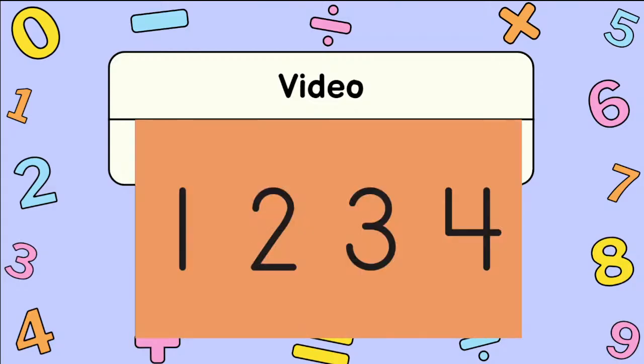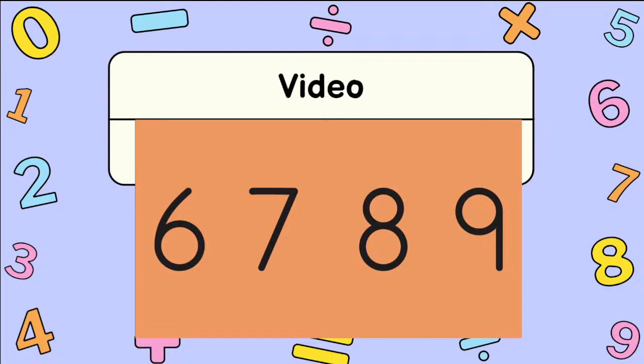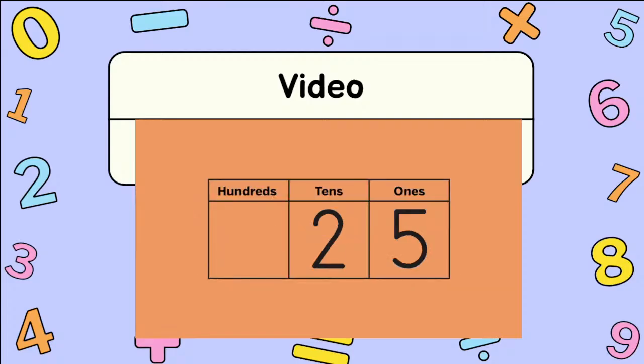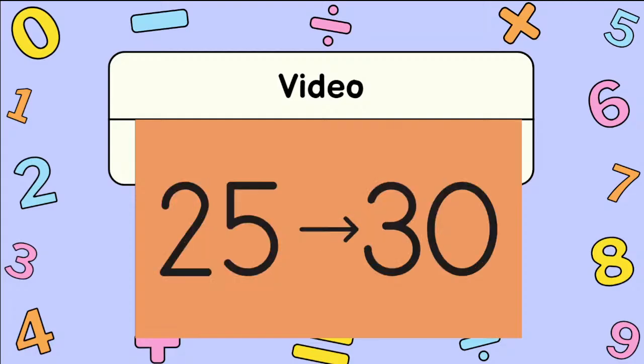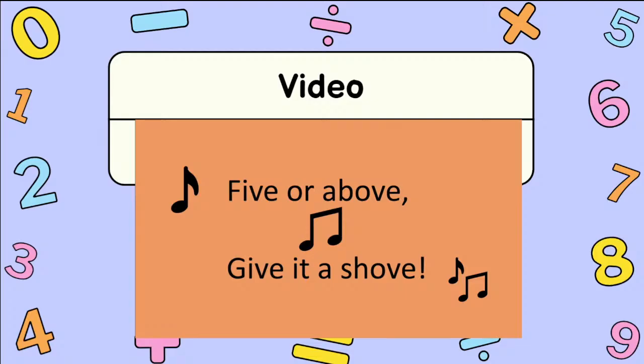Let's review. For numbers with 1, 2, 3, or 4 in the ones place, round down. 33 rounds down to 30. For numbers with 6, 7, 8, or 9 in the ones place, round up. 56 rounded to the nearest 10 is 60. For numbers with a 5 in the ones place, always round up. 25 rounds up to 30. 4 or less, give it a rest. 5 or above, give it a shove.